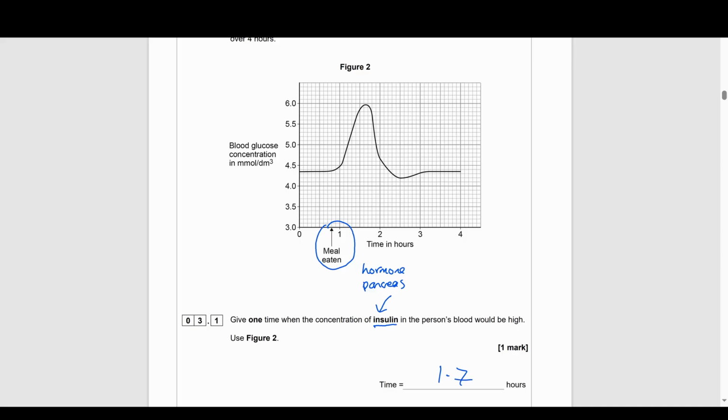I would assume at any time just after the meal to before the concentration gets too low of glucose, below the normal level, would be fine.